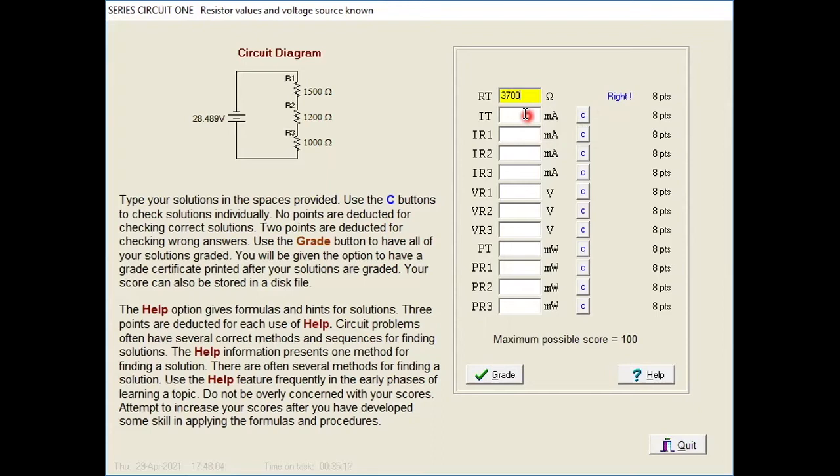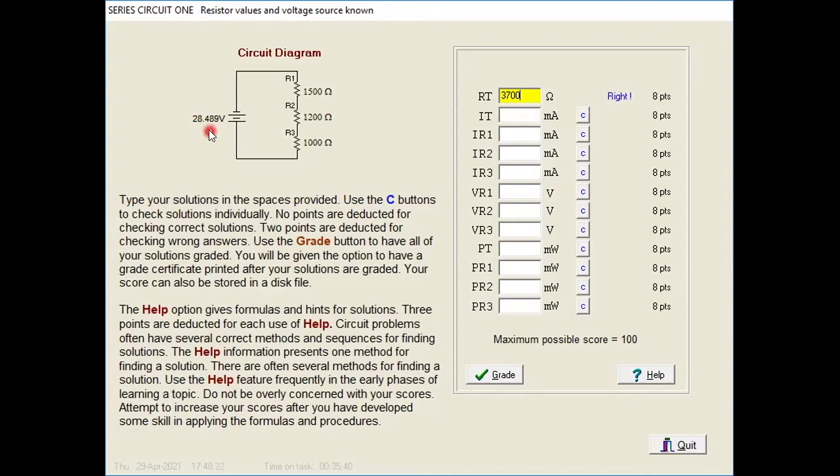So cover up the I in your Ohm's law pie, and you will see that E over R is what remains. So basically, E is electromotive force measured in volts, and that quantity is right here. So you're going to put 28.489 volts in your calculator, and you're going to divide that by your total resistance of 3,700 ohms, which is also 3.7 K ohms.